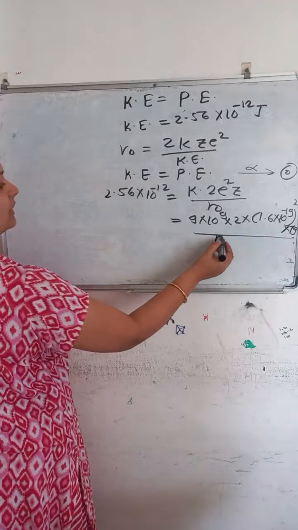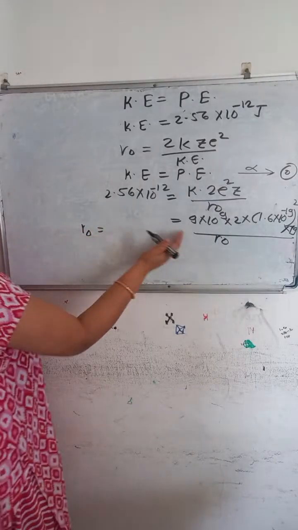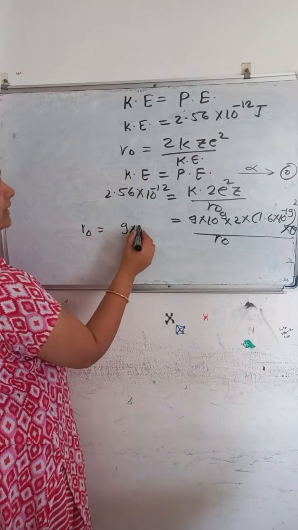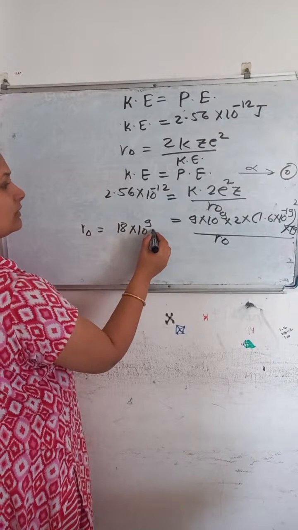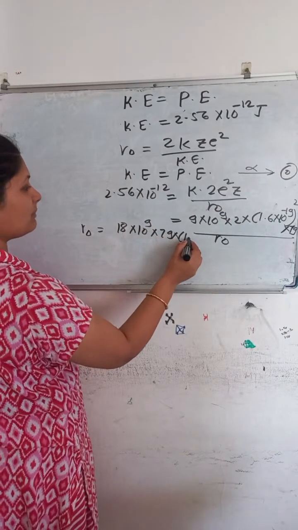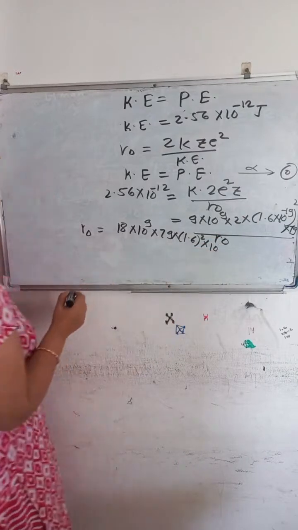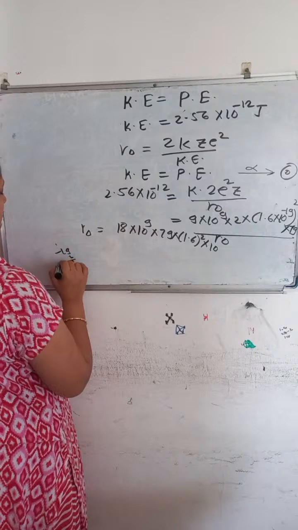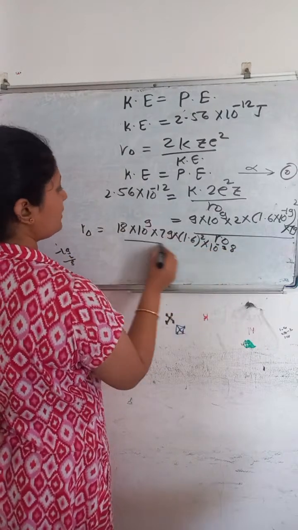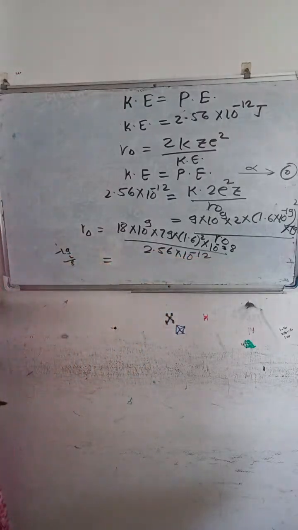Transpose R naught to this side and do this calculation. I will take R naught to this side, so you will get 9 into 10 raised to 9, into 2, I will write directly 18 into 79 into 1.6 whole bracket square into 10 raised to minus 19 into 19, that is minus 38, divided by 2.56 into 10 raised to minus 12. Now do this multiplication and calculate the answer for R naught.